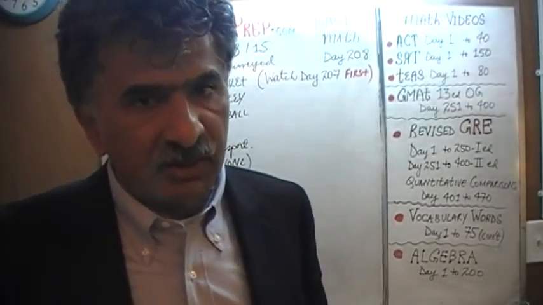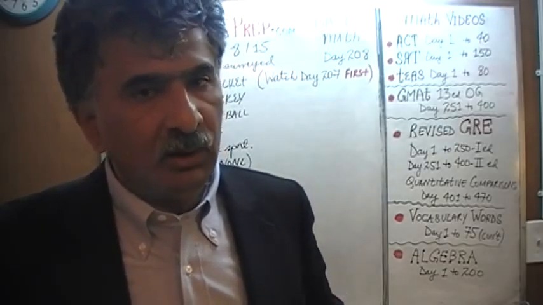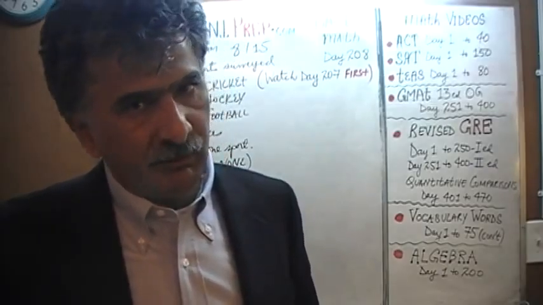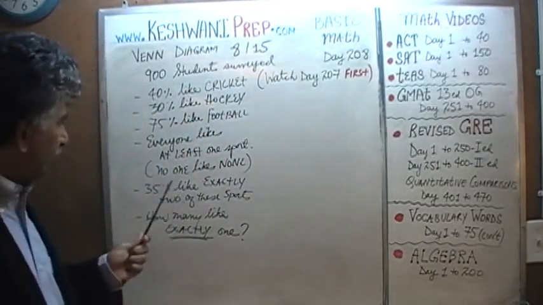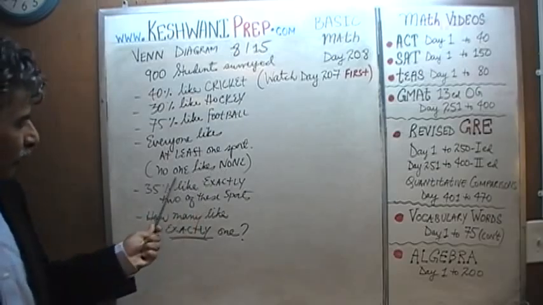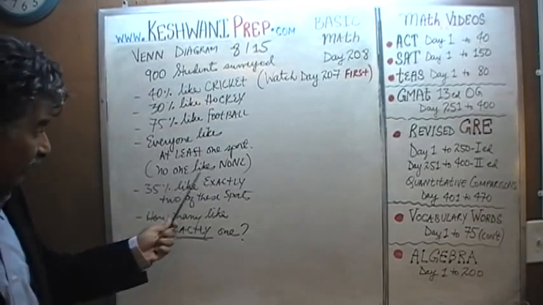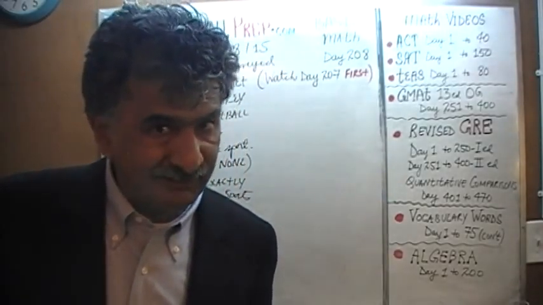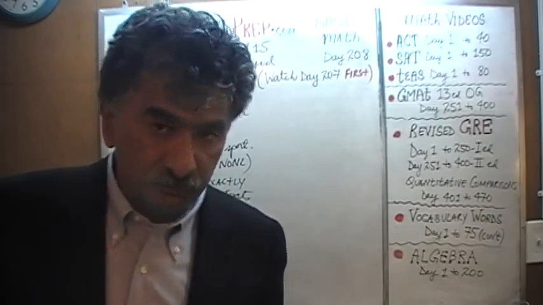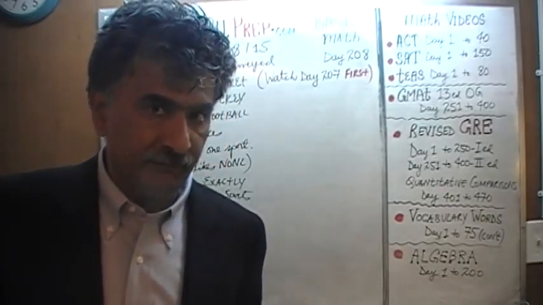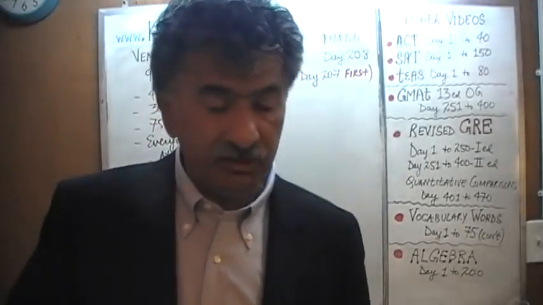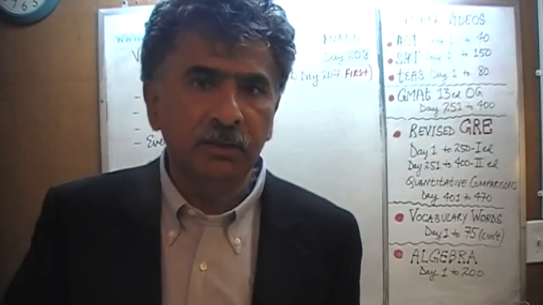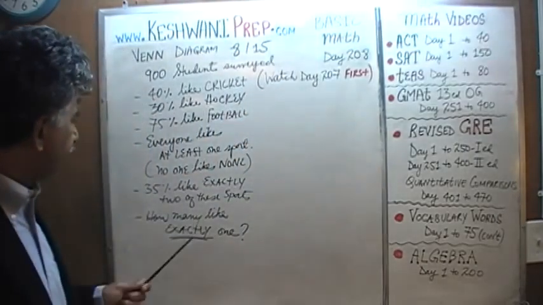We are also told that everyone likes at least one sport. In other words, there was nobody out of those 900 people who, when asked, do you like cricket, hockey, or football, said no to all three questions. No one likes none is another way of saying everybody who was surveyed likes at least one activity.